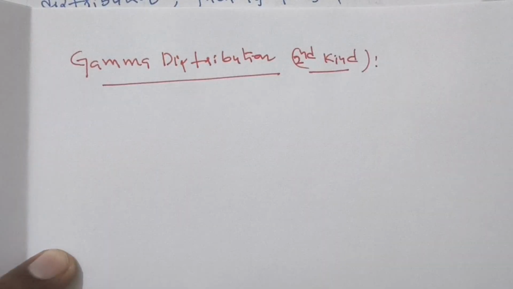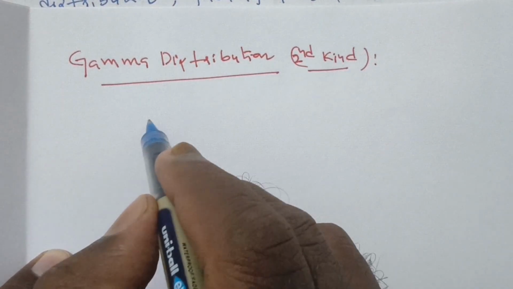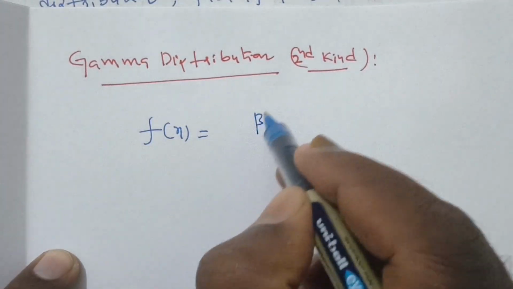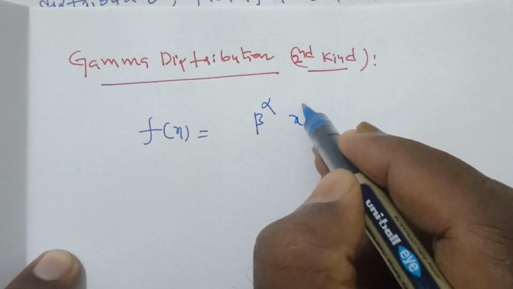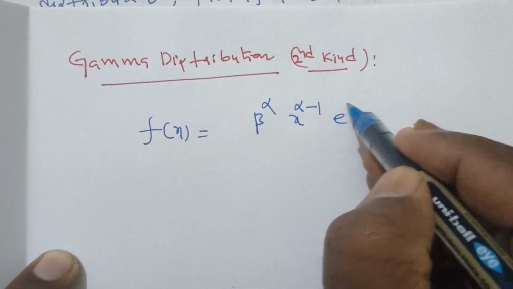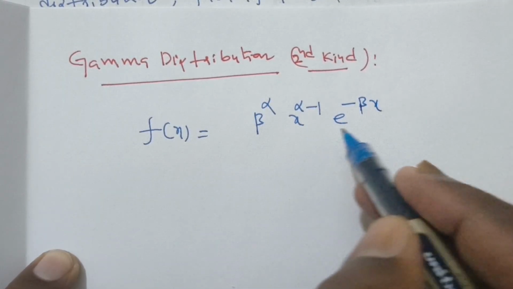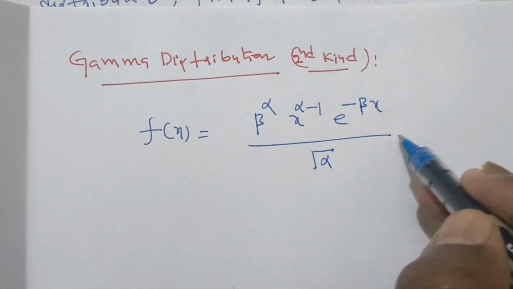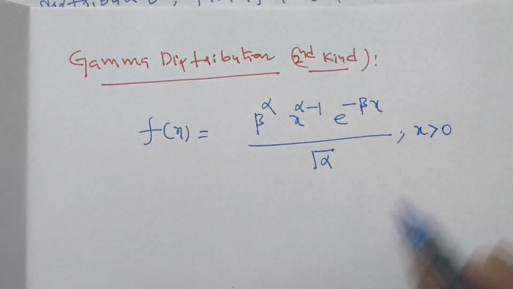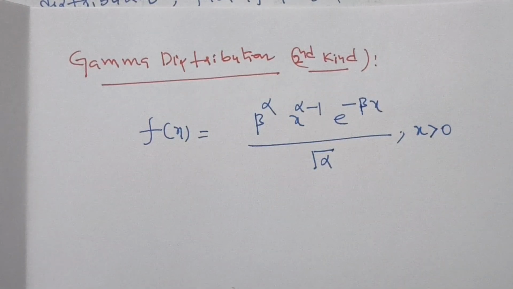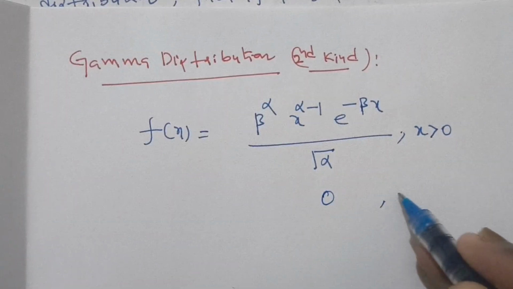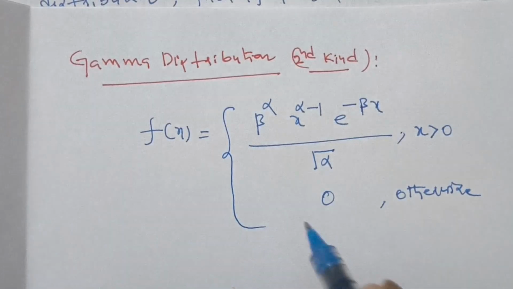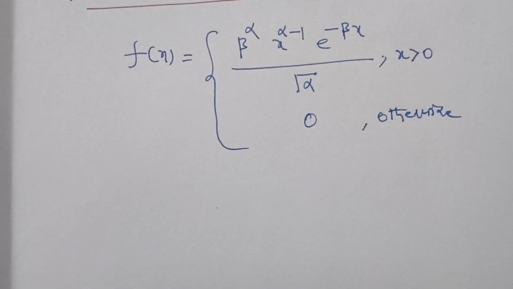Now look at the definition of the gamma distribution of the second kind. For the gamma distribution of the second kind, the probability density function formula is beta power alpha, x power alpha minus 1 into e power minus beta x, by gamma alpha. This is defined when x is greater than or equal to 0. The PDF value is 0 in all other cases. This is the probability density function formula for the gamma distribution of the second kind.